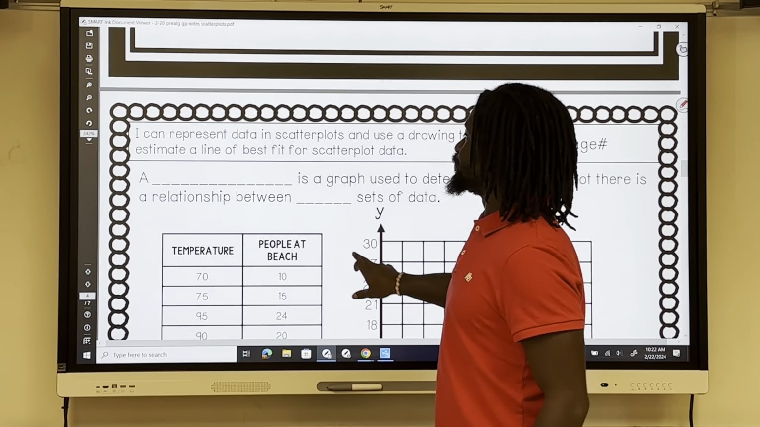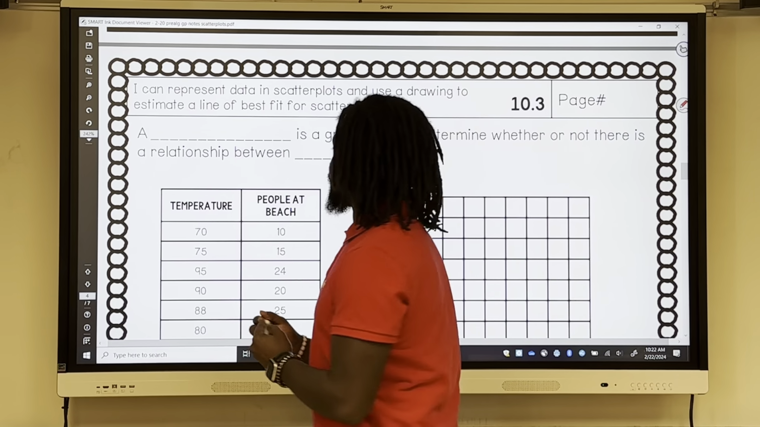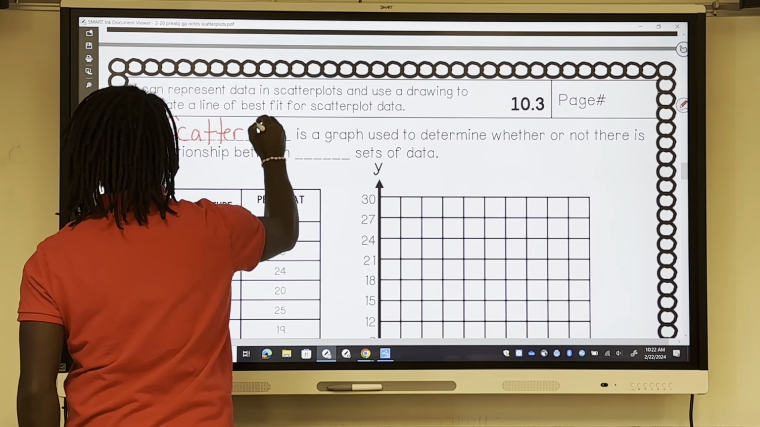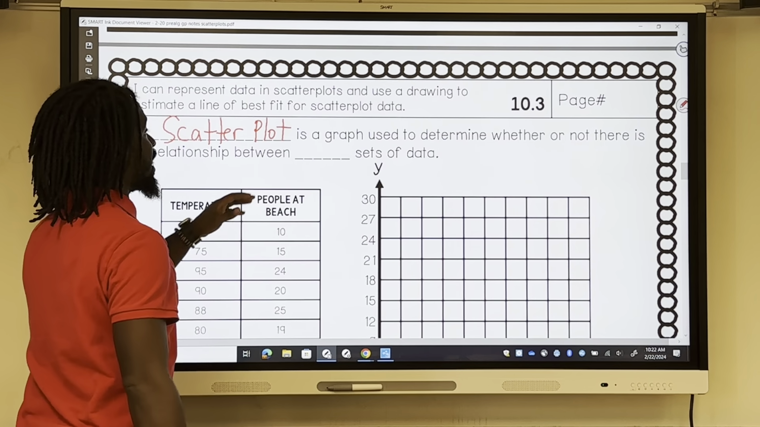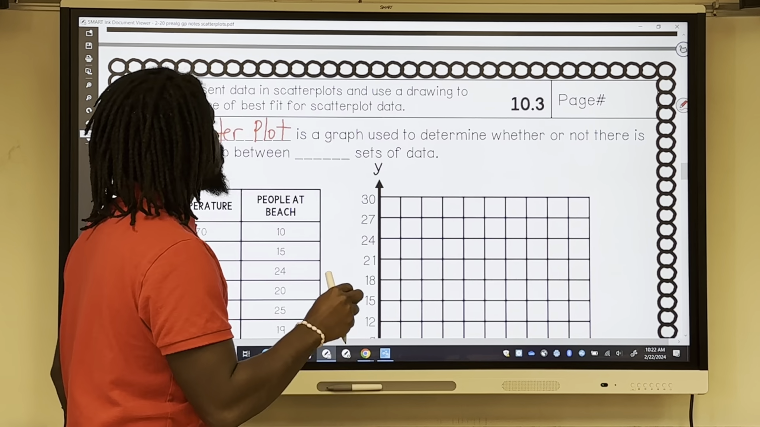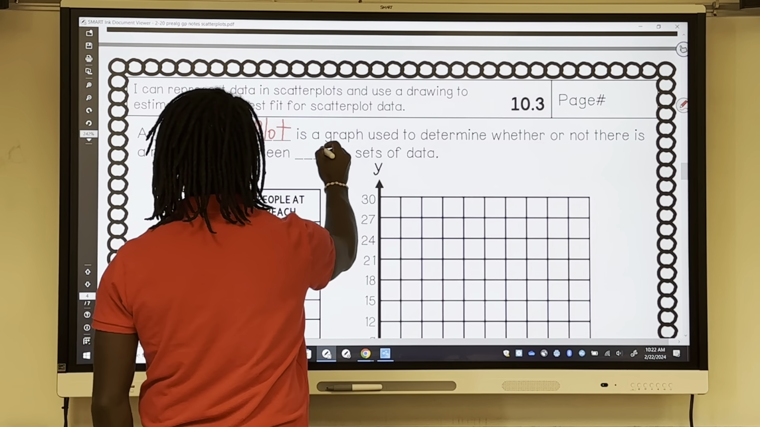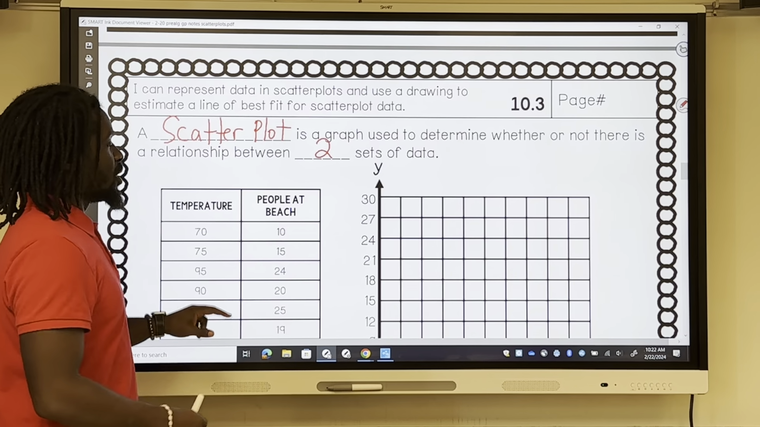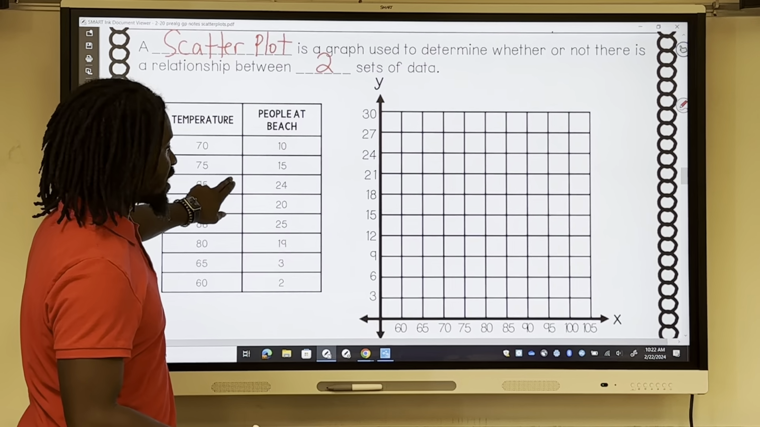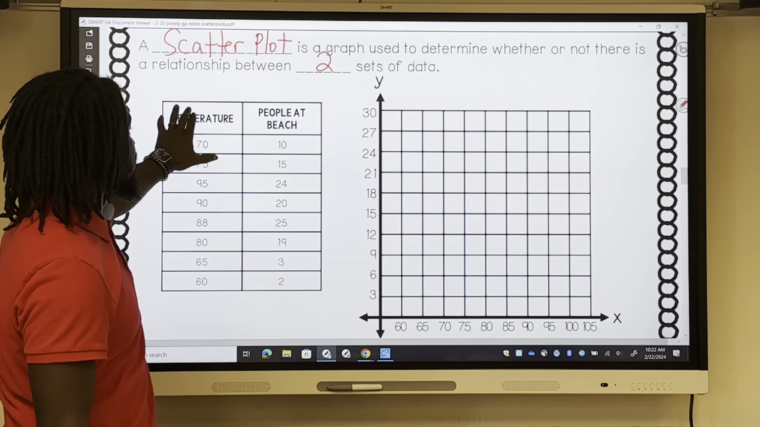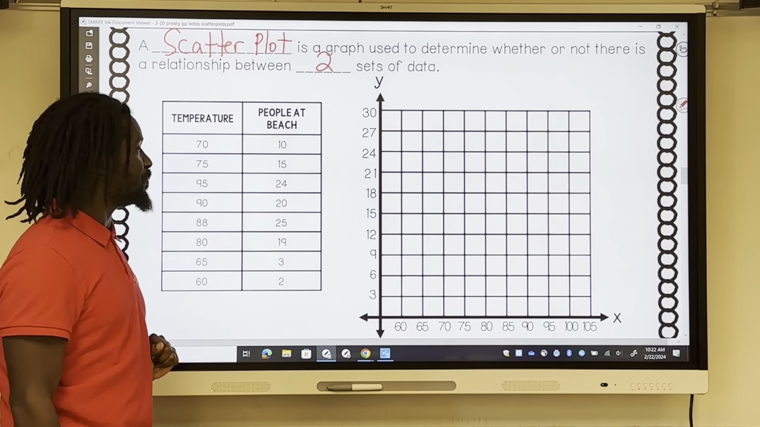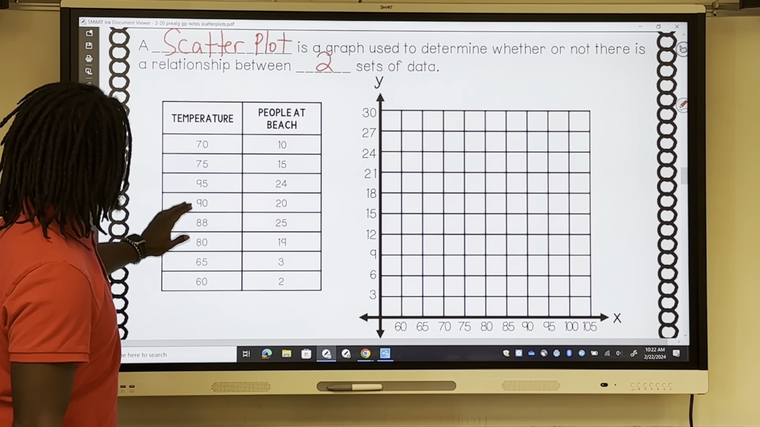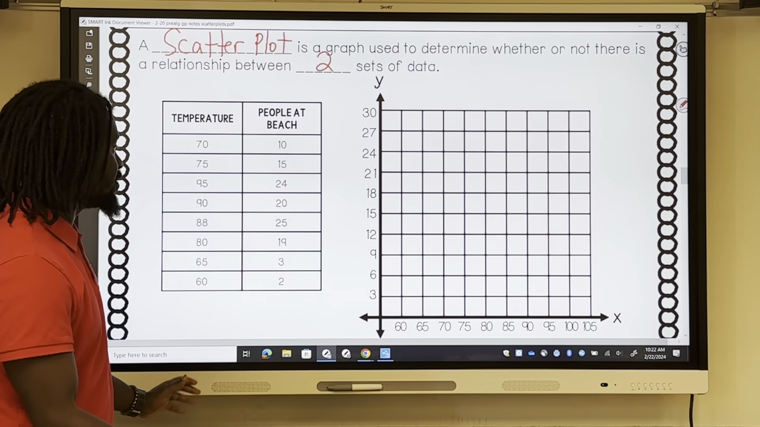All right, so a scatter plot is a graph used to determine whether or not there is a relationship between two sets of data, okay? And so whenever you are dealing with a scatter plot, you have two sets of data. In this example, we have temperature and then we have people at the beach, all right? And so for a particular temperature, there's a certain number of people at the beach.